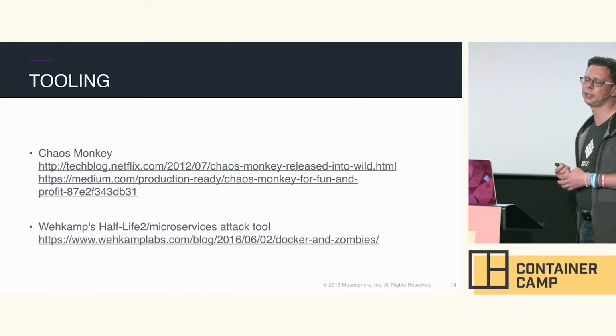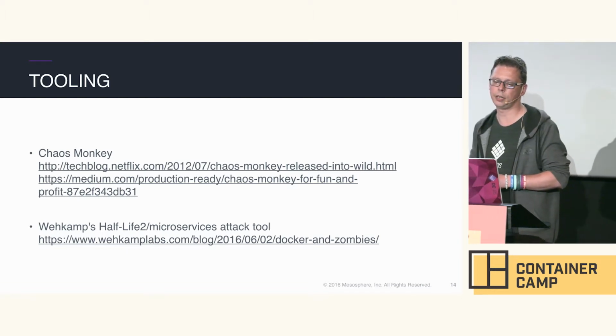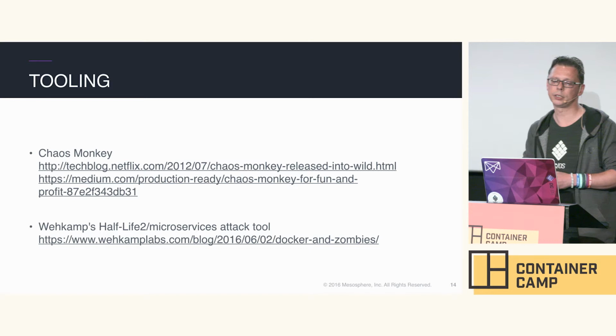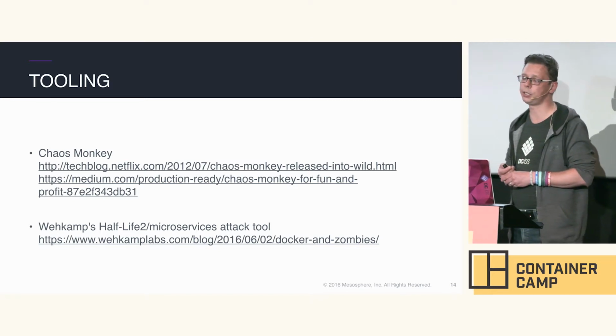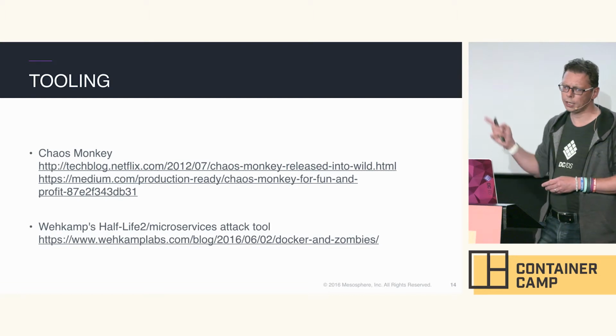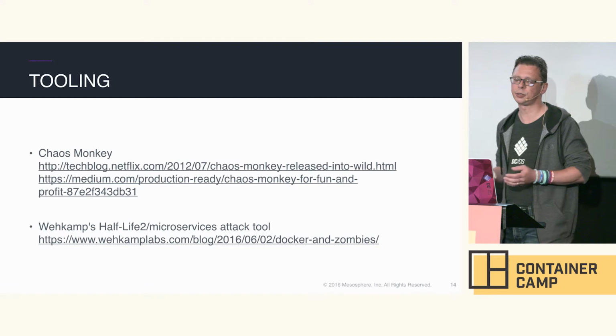So obviously, as I said, Chaos Monkey kicked off the whole thing there with chaos engineering. There are a number of resources around there, essentially killing off virtual machines in AWS. Someone was nice enough to put that into Docker with some instructions around that.